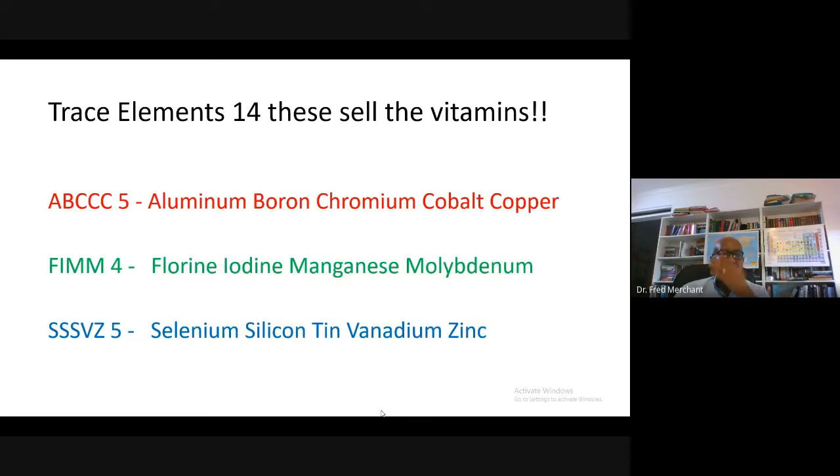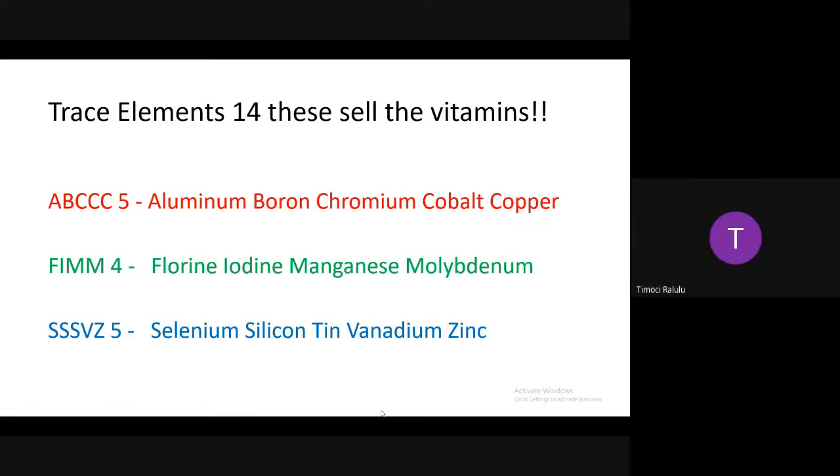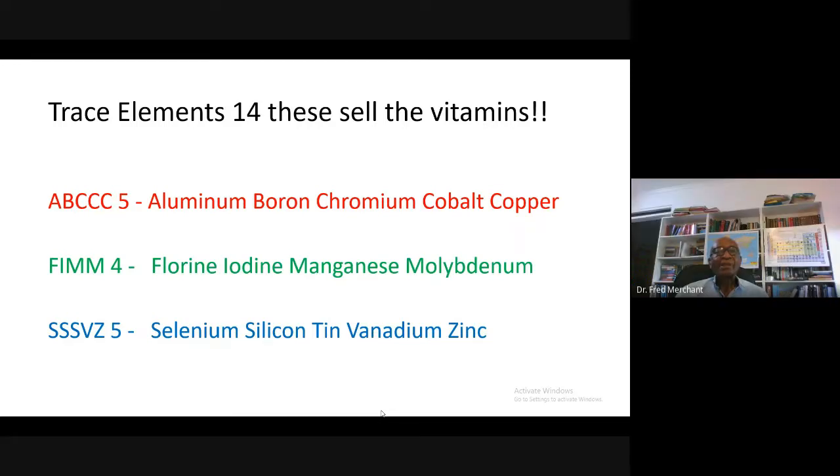Trace elements. And I put this on because, Tim, is there any way to eliminate this in the middle? Dr. Mason. No, Tim? Okay, we'll look at these elements, trace elements. You can see them by name, aluminum, boron, through copper, fluorine, iodine, manganese, molybdenum. Excuse my voice. Thank you, Tim.